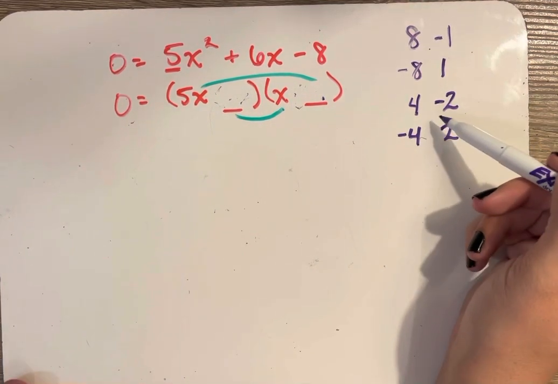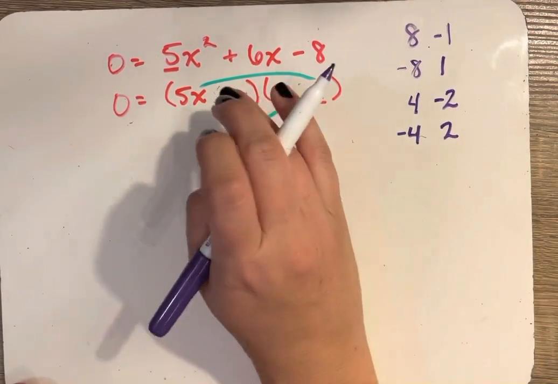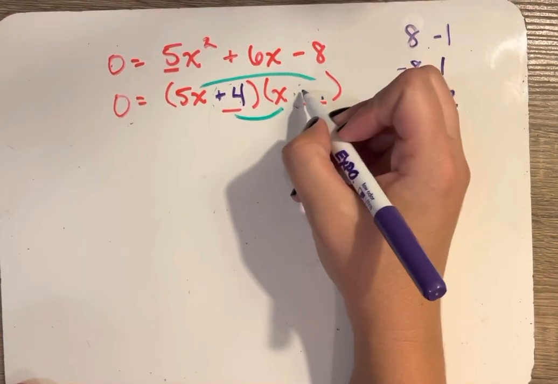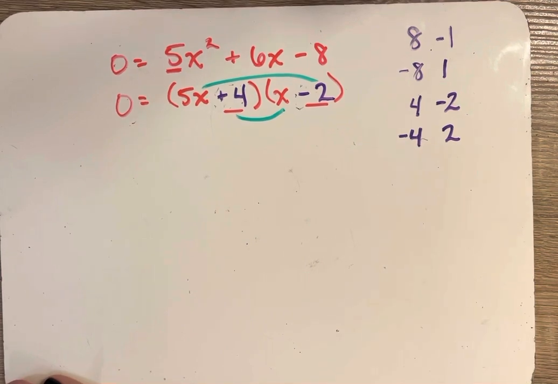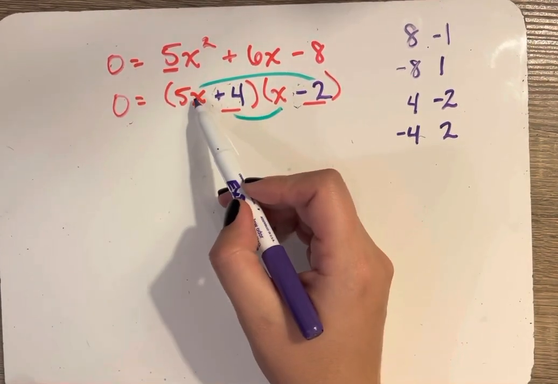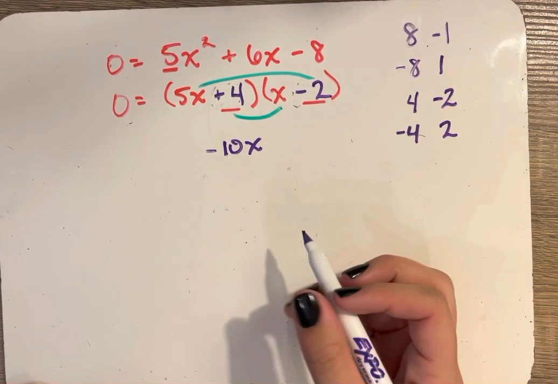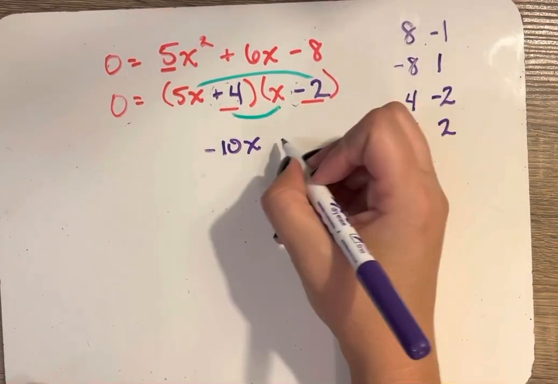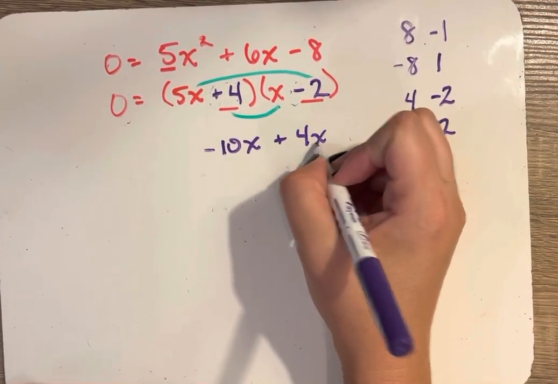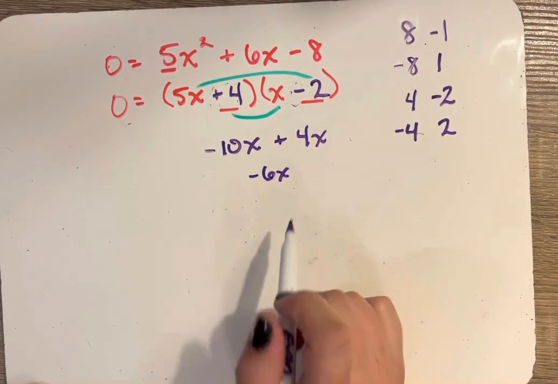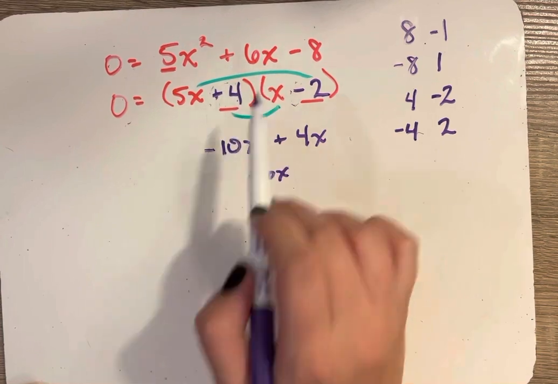So let's switch over and try 4 and 2. Let's start with +4 and -2. So when I do 5x times -2, that gives me -10x. +4 times x would be +4x. When I combine these, I get -6x. I'm so close to what I actually want for that middle term.